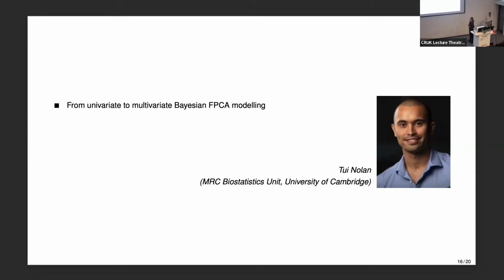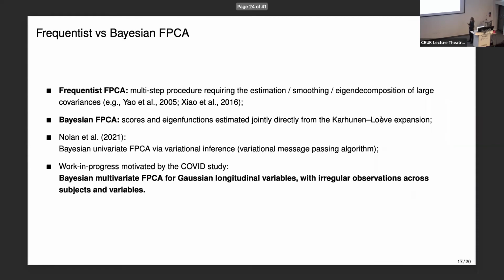Why is it interesting to look at Bayesian multivariate FPCA? Well, in frequentist FPCA, we need to estimate the covariance function, and this requires a series of smoothing and eigendecomposition steps, which can be costly computationally, and also they involve a number of choices to be made. Now, in the Bayesian case, we don't need to estimate the covariance function because, in fact, we treat all parameters as unknown, and we estimate them jointly, directly from the Karhunen-Loève expansion.